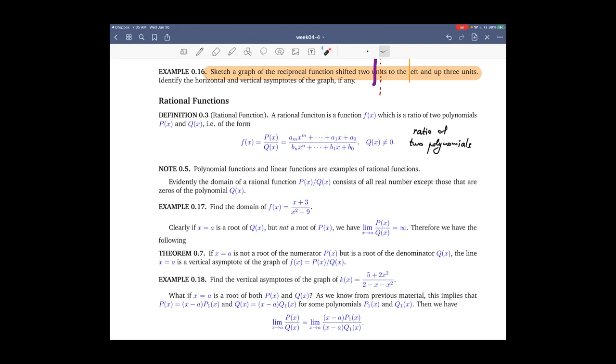And of course, in particular, polynomial functions and linear functions are examples of rational functions. In the case when polynomial q is 1, the denominator equals 1, you get a polynomial. And a linear function is a special case of a polynomial. So polynomials and linear functions are examples of rational functions.